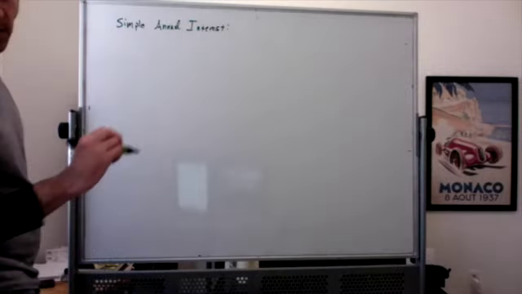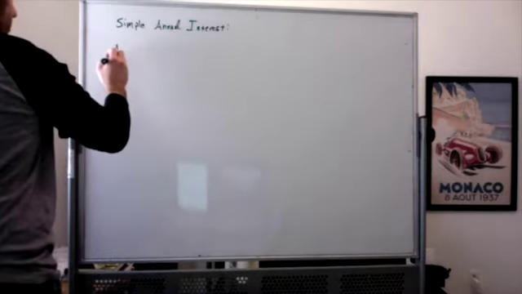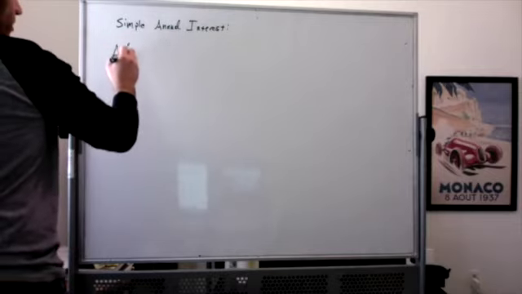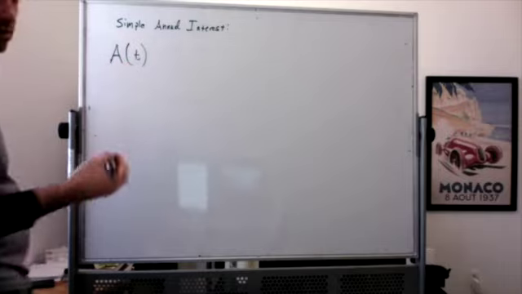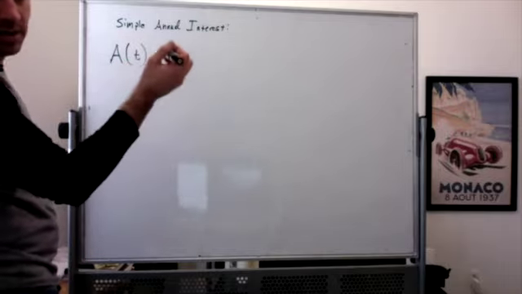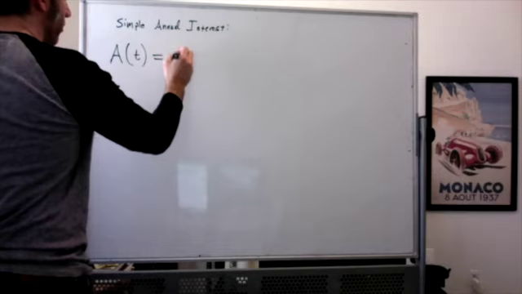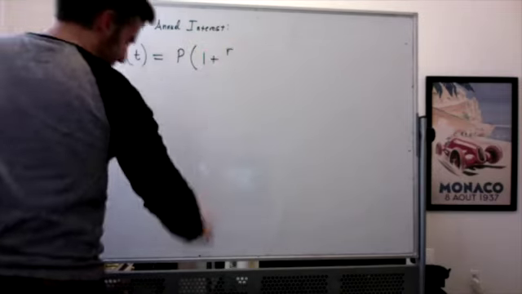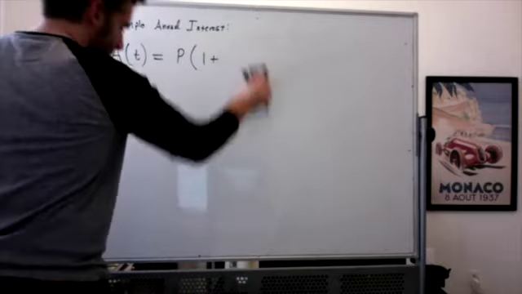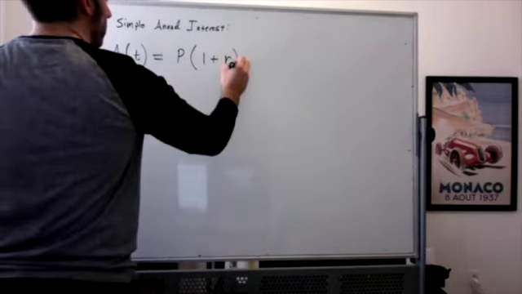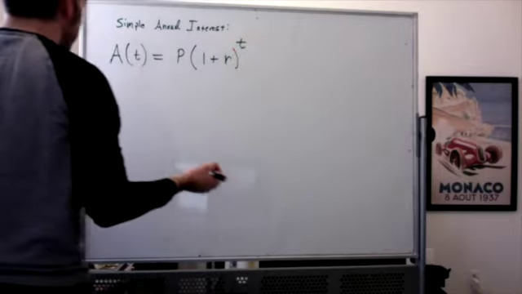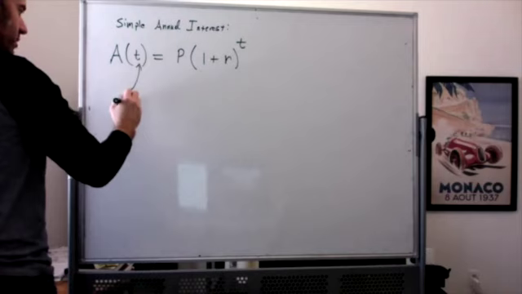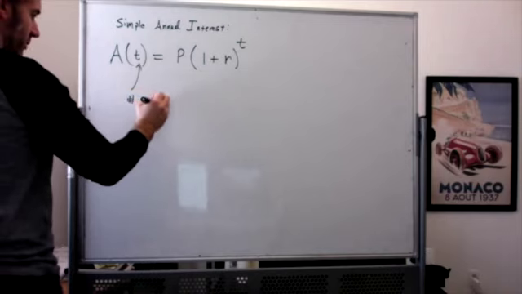And the formula is the following. The amount of money, I usually like to write the amount of money as a function of time, although you don't have to write it that way, is equal to the principal times 1 plus r to the tth power, where, again, t is the number of years the money has been invested for.